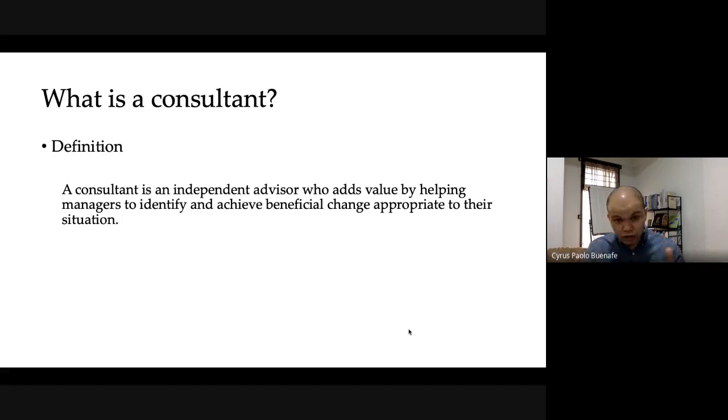So let's take a look at this for a bit. If you try to unpack this sentence and refer it to the earlier set of slides, a couple of slides earlier, you'll notice that a consultant is an independent advisor. Being an independent advisor, they're not really integrated into the company, but they add value. They add value by helping the people in the company to actually effect those changes. And it is something temporary, so it is appropriate to their situation.